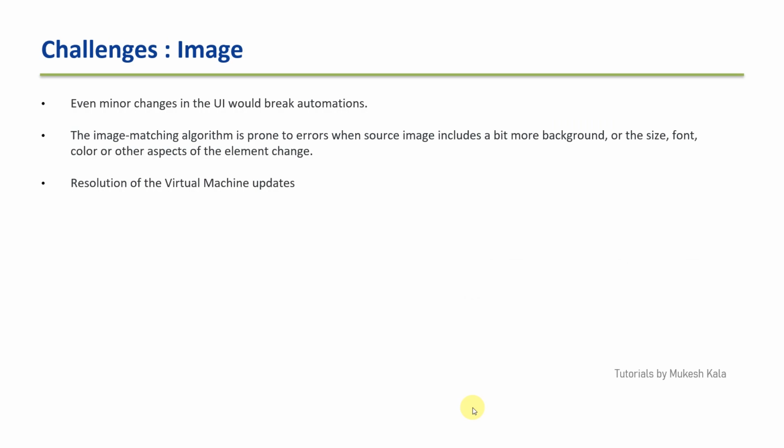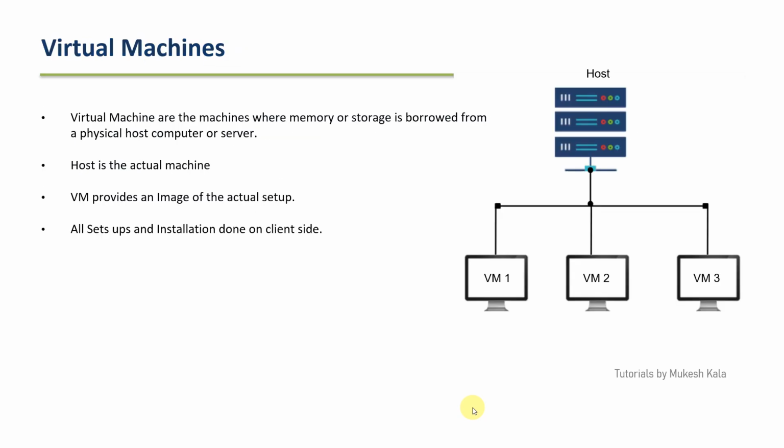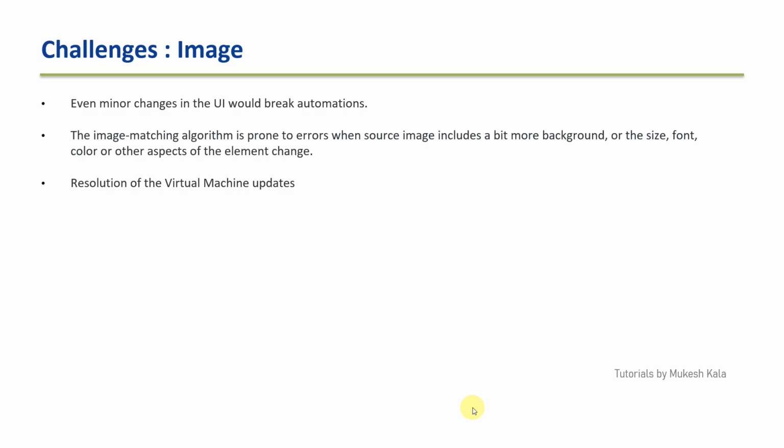What are the challenges? Even a minor change in the UI would break your automation. The image matching algorithm is prone to error because the source image has background, size, font and color. Any change can break your automation. Then there is the resolution of the virtual machine, right? It's a VM. So today I am getting very good clarity, my images are clear. Tomorrow the resolution changes, my images are blurry, and my automation breaks, right? So that is why, whenever we are doing virtual machine automation, image automation is used, but it comes with these challenges. I told you about the VM, and I told you about the challenges.